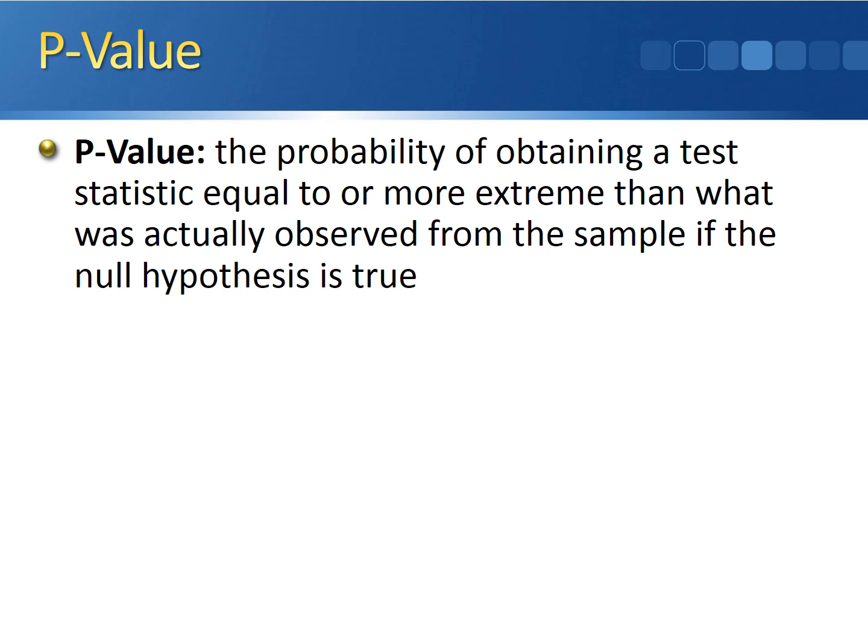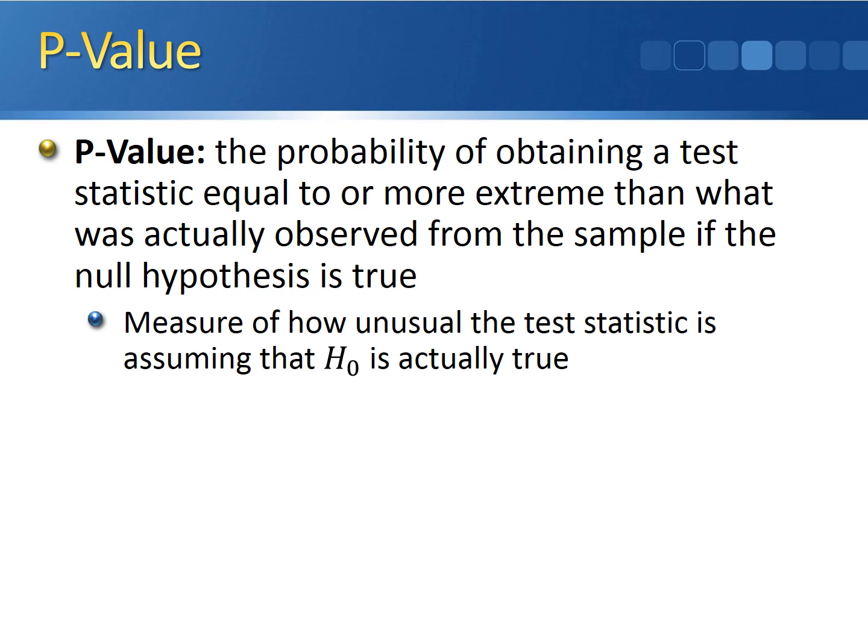So think about it this way. We hypothesized that there was a population mean of 80. We got a sample mean of 74, which corresponded to a test statistic of negative 2.08. Our sample mean was 2.08 standard deviations below the hypothesized mean. The p-value is the probability that we would get a sample mean of 74 or less if the true population mean is actually equal to 80.